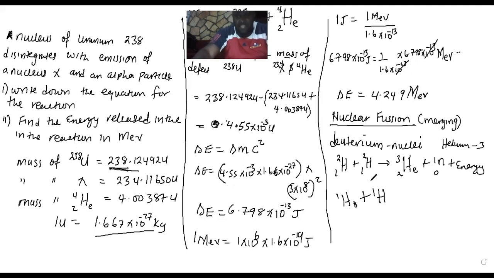Then for nuclear fission, the difference I've told you is this: fusion merges nuclei, while the other one, nuclear fission, splits.